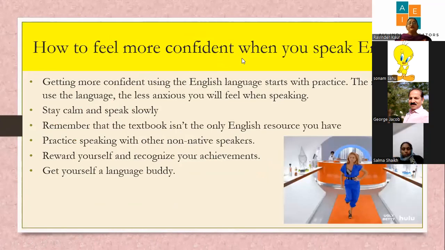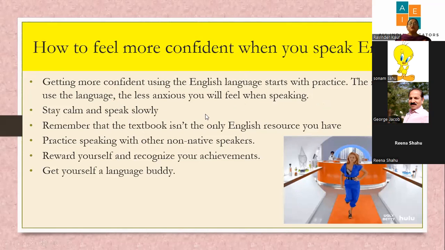Okay. How to feel more confident when you speak English? Getting more confident using the English language starts with practice. Practice is important. If you think you can learn any language just by reading grammar or just by reading books, no. You have to listen, you have to speak. The more you use the language, the less anxious you feel. You will feel confident when speaking.